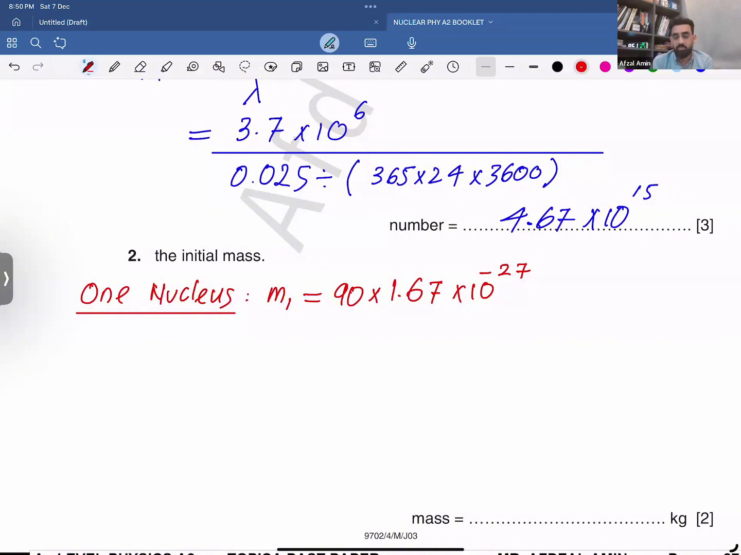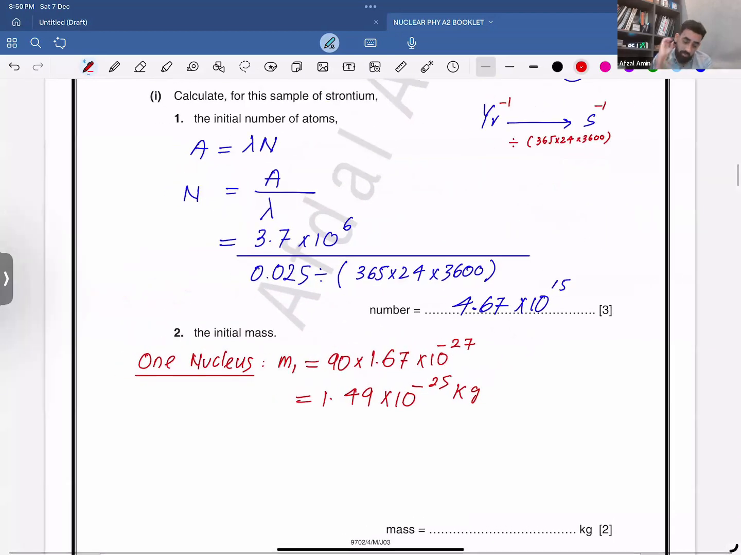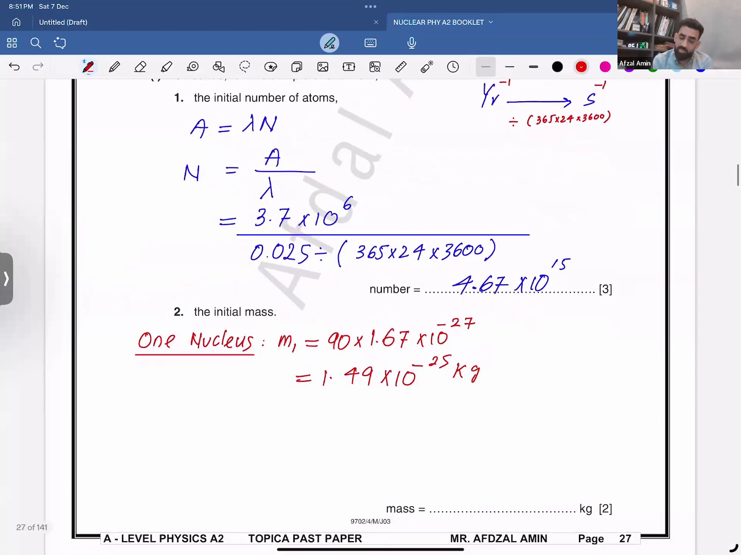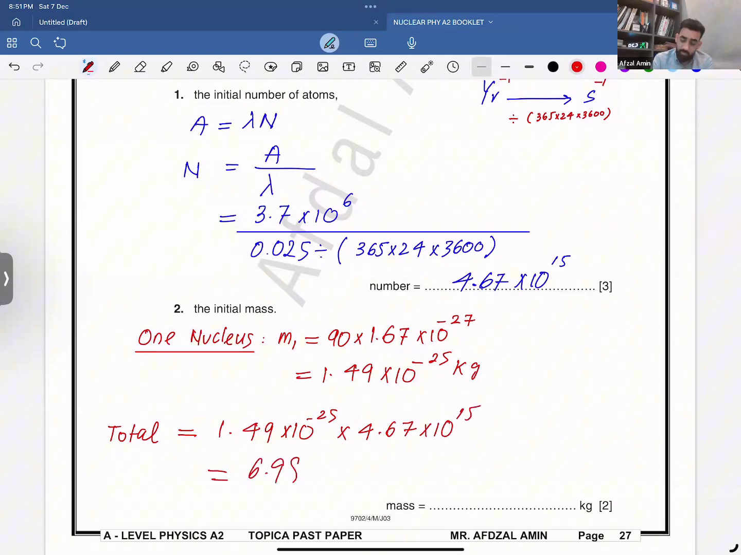Now, minus kilogram. Let's multiply then. Ten power.